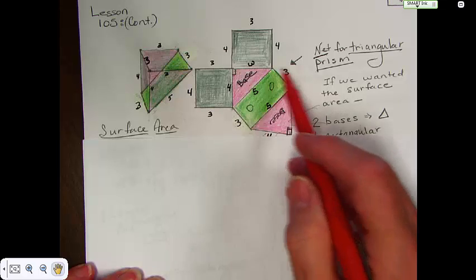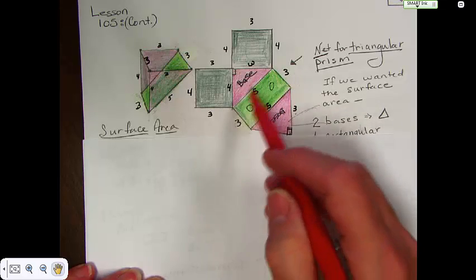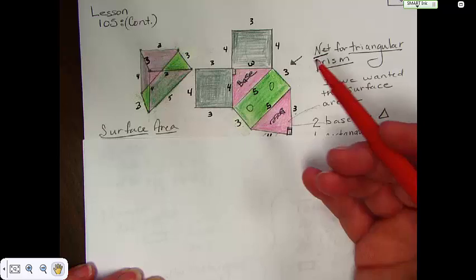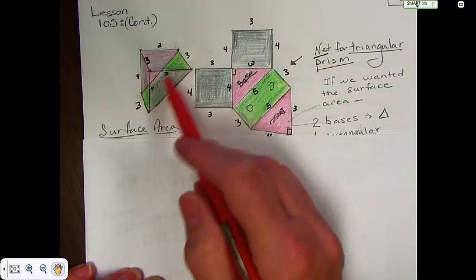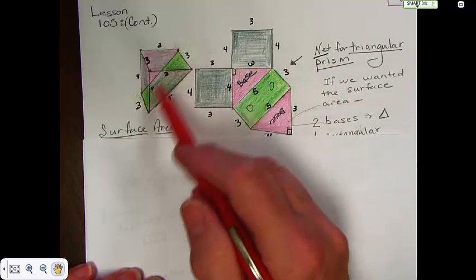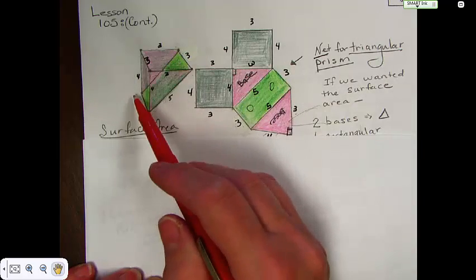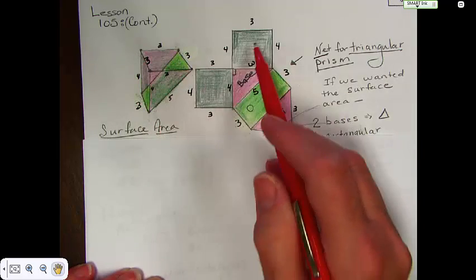You've got this larger piece down here, this green piece. That's not a base, but it corresponds with this longer part of the triangular prism. And then you have the sides that come up to the point, and that's these 2 right here.